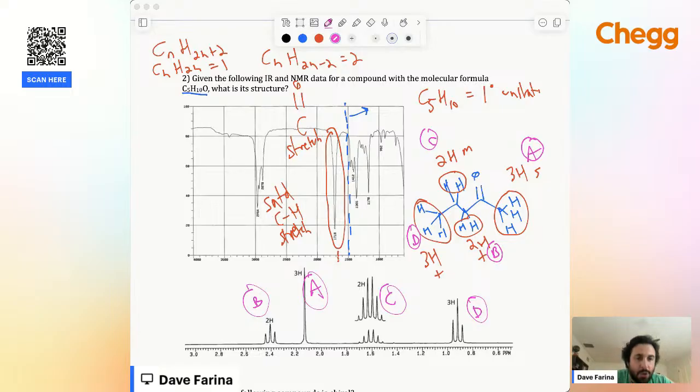TFA Lazarus, this is organic chemistry 1. Yeah, typically organic chemistry 1 will get to this point in spectroscopy.